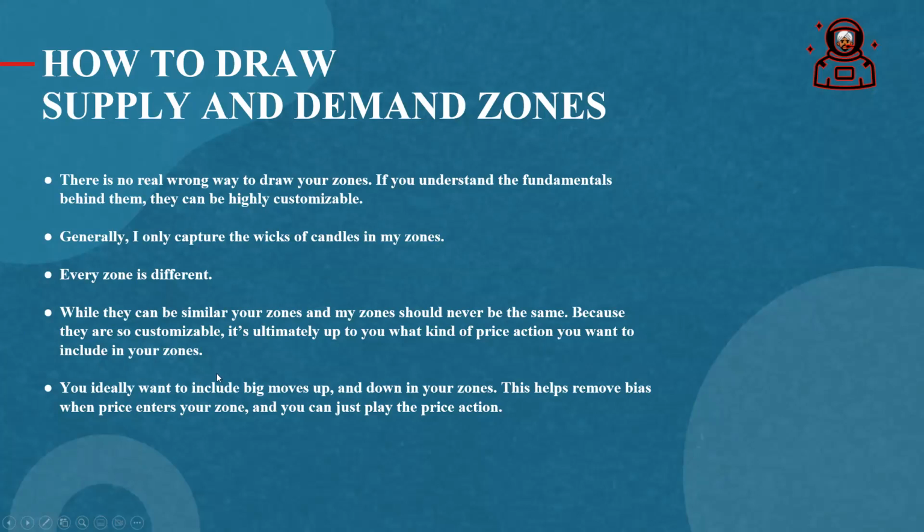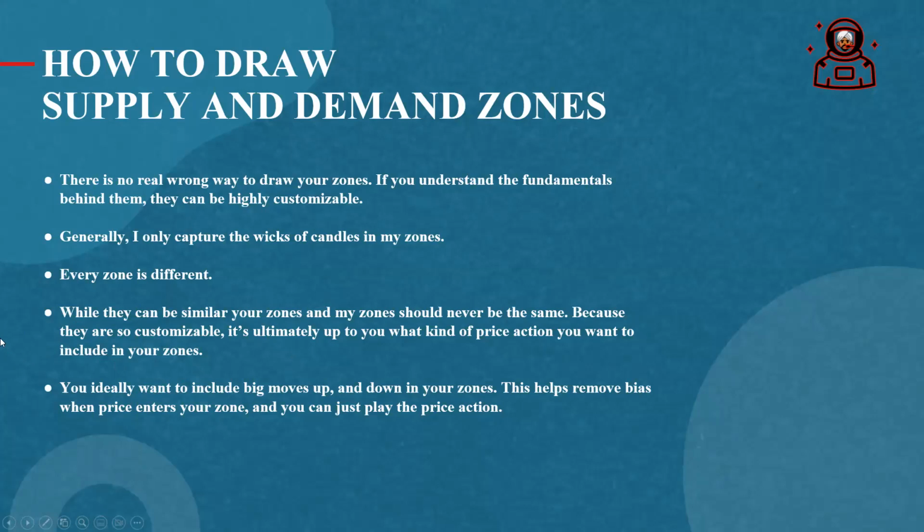They're really customizable, and it's ultimately up to you what kind of price action you want to include in your zone. I like to capture a lot of hardcore rejections off my zone. I like to capture a lot of wicks, a lot of volatility. You just saw how I drew them. My zones only had a lot of wicks in them for the most part. That's all I really want to capture in my zone. All that volatility, those wicks, especially if you're trading options, that's what's going to propel you.